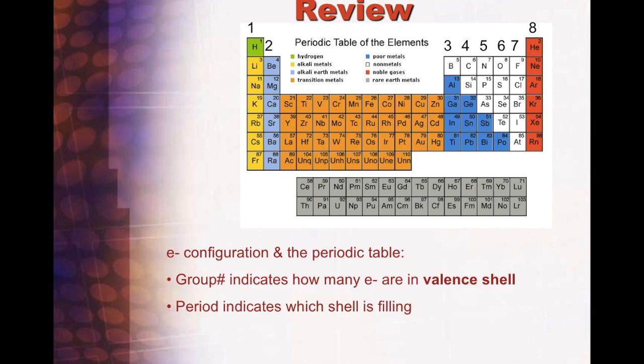Okay, so the blocks of the periodic table tell us what subshell is filling, but we can also find other important information by looking at the groups and periods of the periodic table. Now remember, a group is a column going down, and a period is a row going across. The group number tells us how many electrons are in the valence shell, at least for the main group elements, which are the ones that have the taller columns.